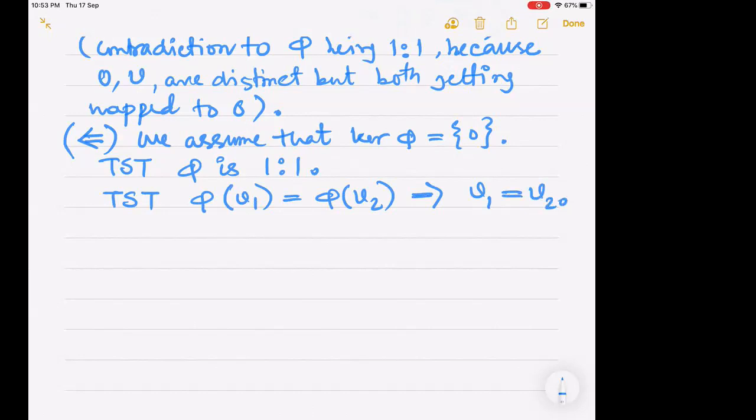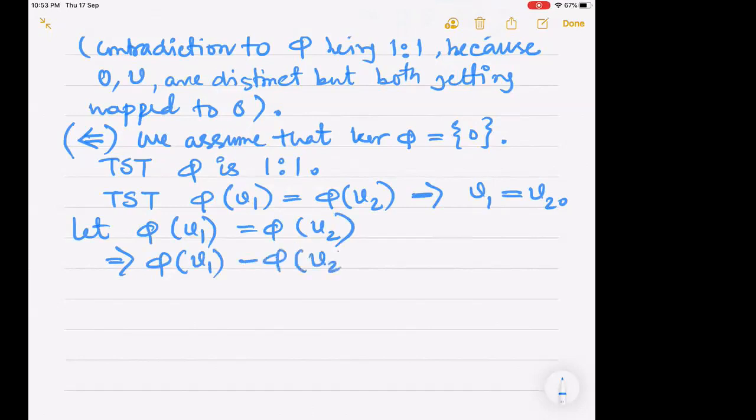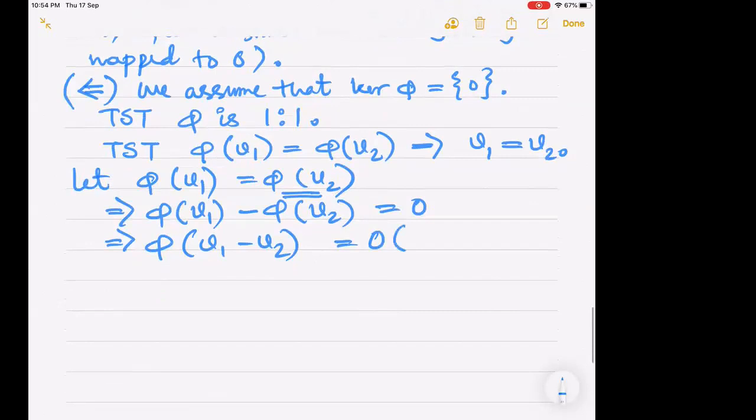So let phi v1 be equal to phi v2. This, as we've seen, is the same as phi v1 minus phi v2 equal to 0, right? Because I can just take the additive inverse of phi v2 and subtract it from both sides of this equation. So this will be 0. But see, this is a linear map. This means phi of v1 minus v2 is equal to 0, by property of linear map, since phi is linear.